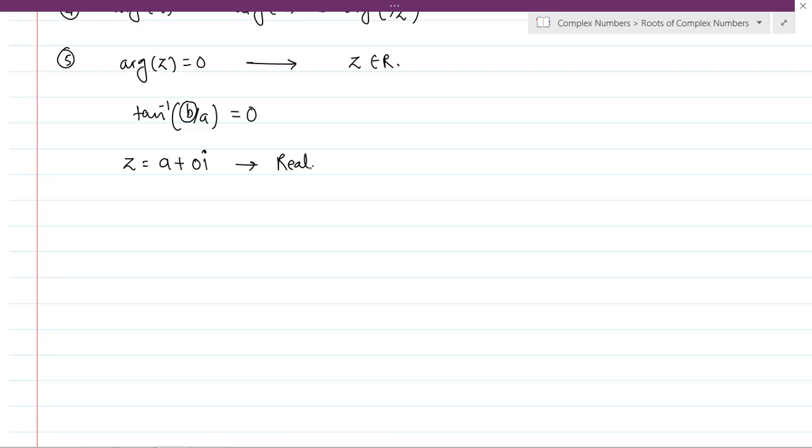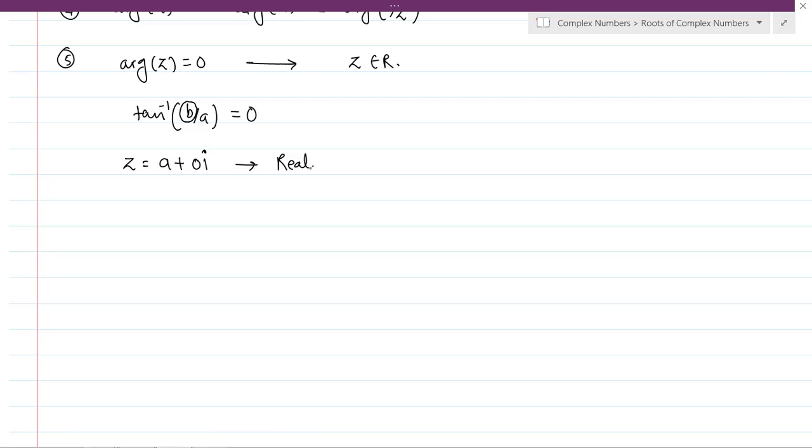Perfect. So these 5 properties of the argument and the properties which we have seen for the modulus, both are very important. I request all of you, please remember all these properties. Not by rote learning, but let's try to use these properties. When you use these properties, they will automatically be in our mind.